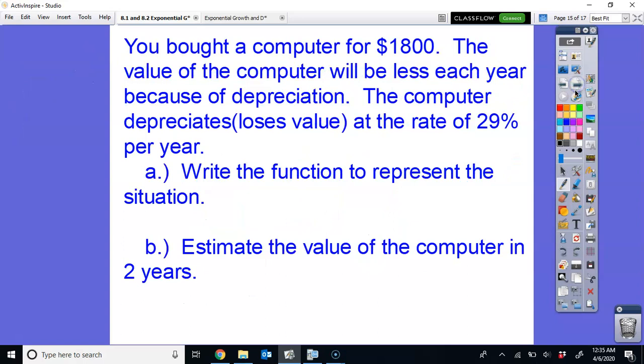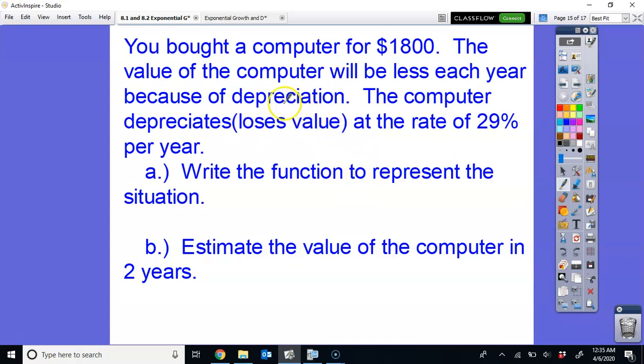All right, so let's take a look at another example of exponential decay. This particular example deals with a real-world thing called depreciation. It says you bought a computer for $1,800. The value of the computer will be less each year because of depreciation. The computer depreciates, which means it loses value, at the rate of 29% per year.